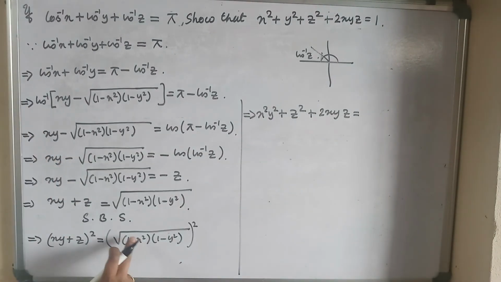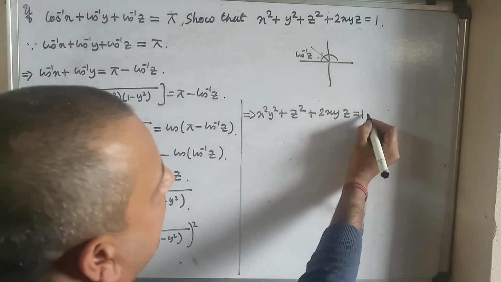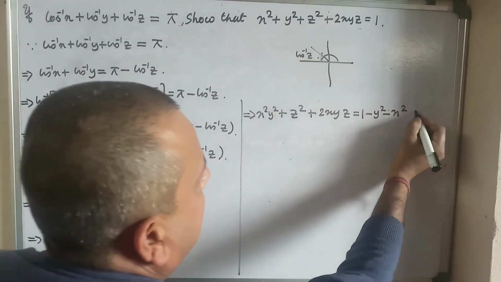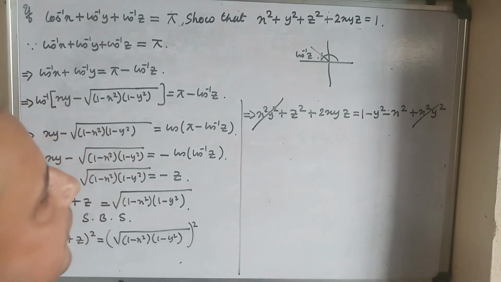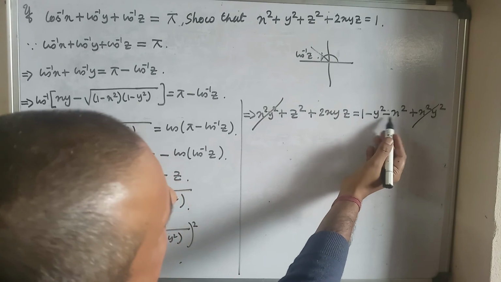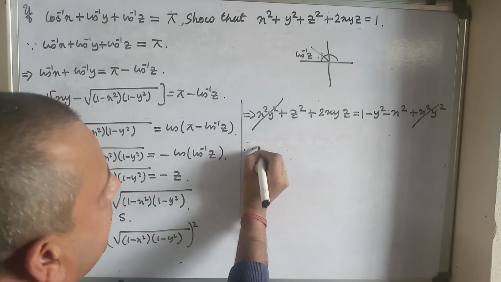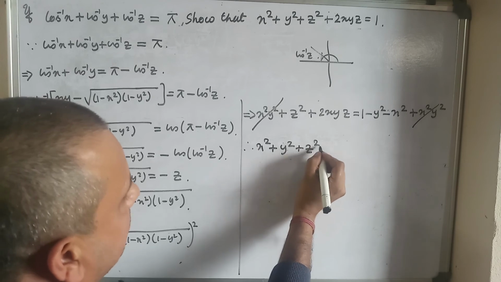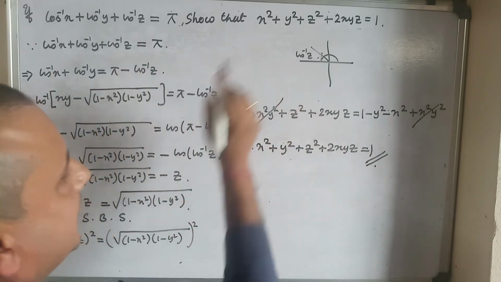Now root and square get cancelled. Then multiply these two quantities, what you'll get is 1 − y² − x² + x²y². These two quantities get cancelled. Then bring the remaining quantities, y² and −y², −x², from the right hand side to the left hand side. Therefore x² + y² + z² + 2xyz = 1. This identity is proved.